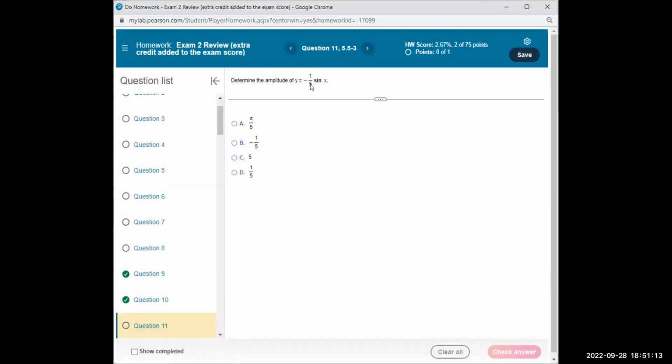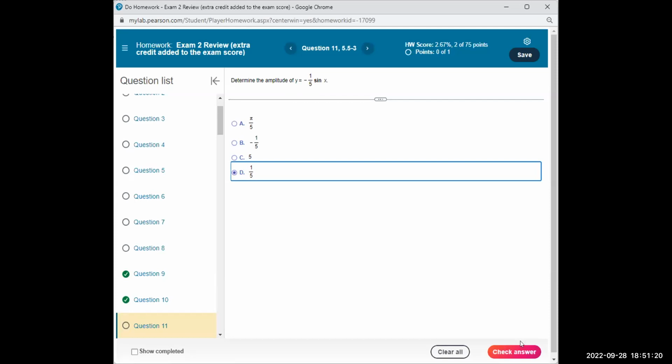Next, the constant in front of the sine is your amplitude, except you're going to take the absolute value of -1/5, and that's 1/5.